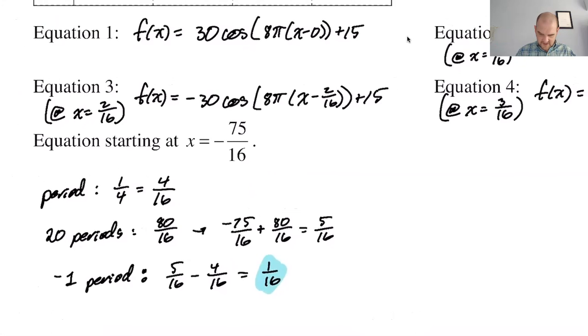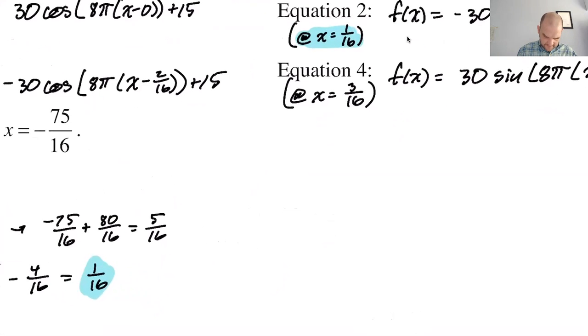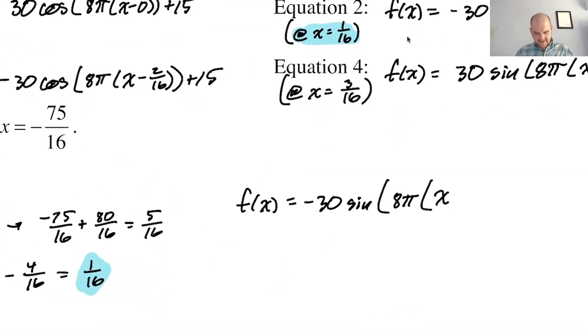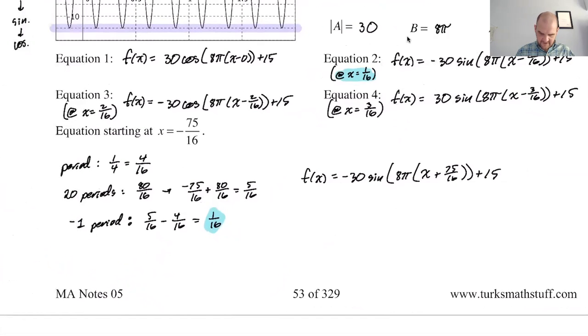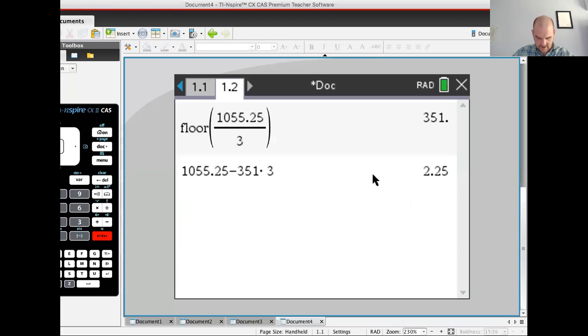So I think this is the same as starting at 1/16. So I think it's going to be this one. Let's try it. Let's say f of x is negative 30 sine 8 pi, quantity x minus negative, so plus 75/16, and plus 15. I think that if I graph any two of these equations, it's going to match up, but in particular, I want to graph the one that starts at 1/16 and the one that starts at whatever that other value is.